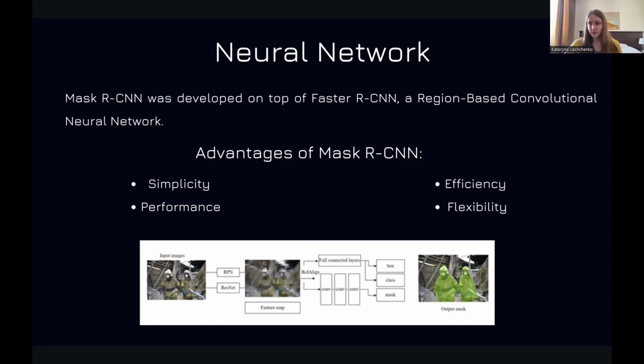The concepts behind Mask R-CNN have undergone a step-by-step development through the architectures of several intermediate neural networks that solve different problems. Mask R-CNN was developed from Faster R-CNN, a region-based convolutional neural network, by adding a branch for predicting segmentation masks on each region of interest, in parallel with the existing branch for classification and bounding box regression.